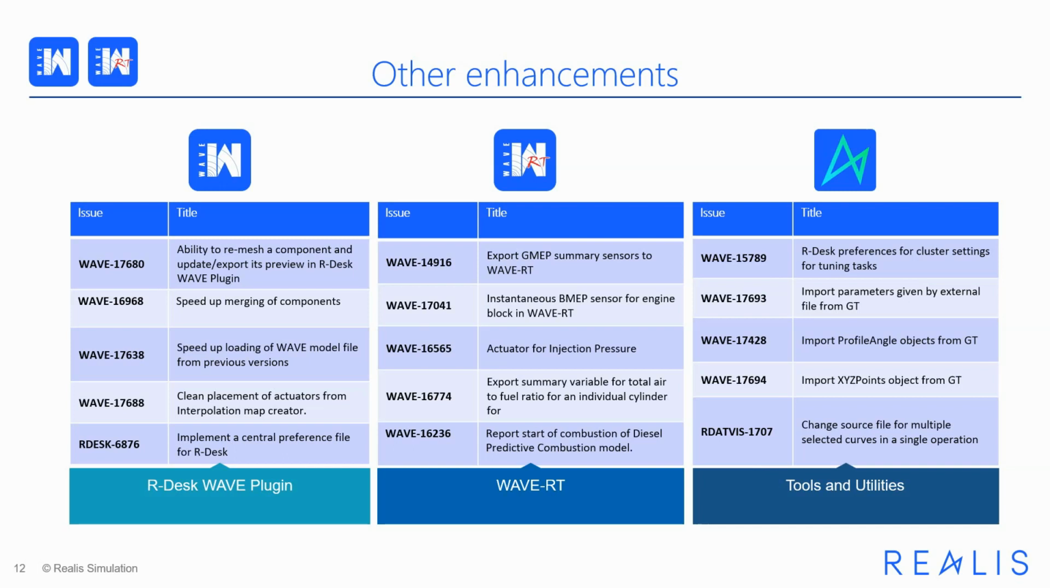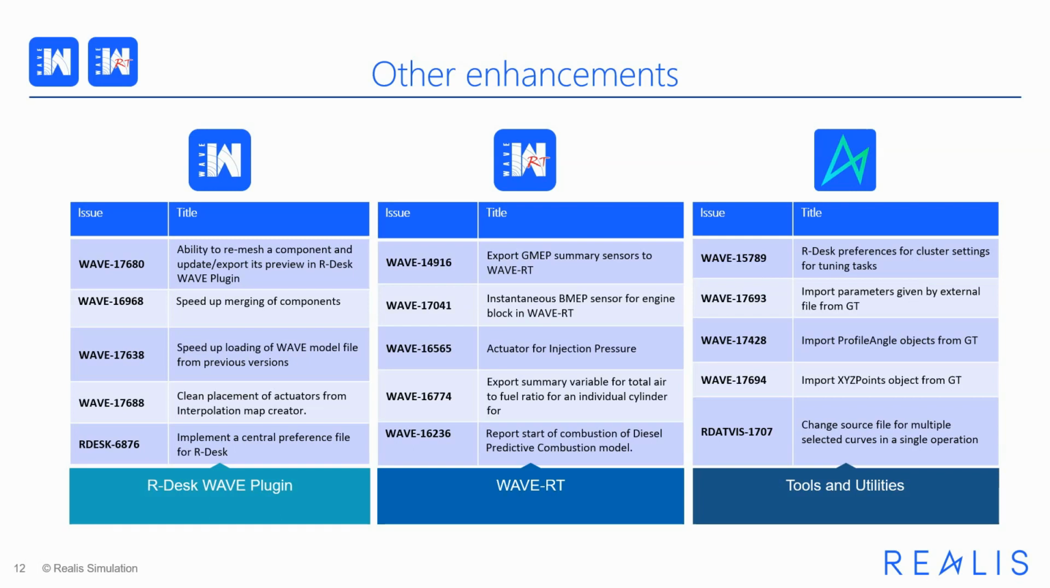There are a number of speed improvements for very large models, particularly when merging large components on canvas and upgrading WAVE models with large numbers of elements. In another enhancement, which improves the workflow for large models, the placement of actuators, which are generated by the interpolation map creator, has been improved. Now they appear to the left of the model as opposed to next to the actuated element, which makes the model canvas much easier to navigate.